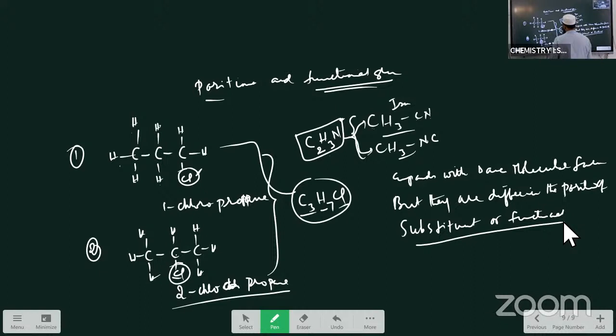C3H7Cl is the example. With this formula I am writing two different compounds: the first one is 1-chloropropane and the second is 2-chloropropane. I can also write another example: 1-butene and 2-butene. Both have the same formula, but the position of the functional group is different. So this is about position isomerism.